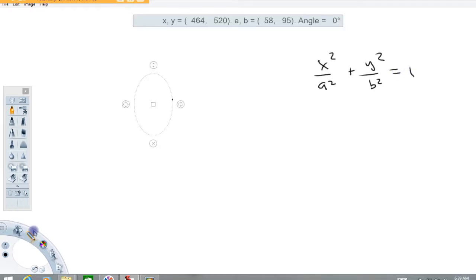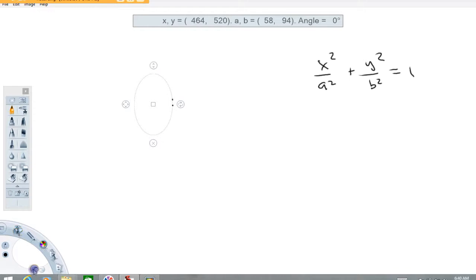Now, these values a and b are typically positive numbers because this is a squared and this is b squared. The a's and b's dictate the geometry of the ellipse. If a is bigger than b, you get an ellipse with this type of shape. It is like a circle that's horizontally stretched. If b is bigger than a, you get an ellipse that looks like this, vertically stretched.